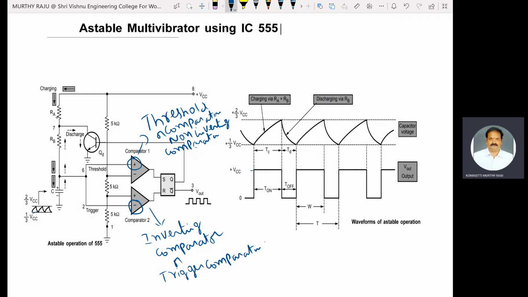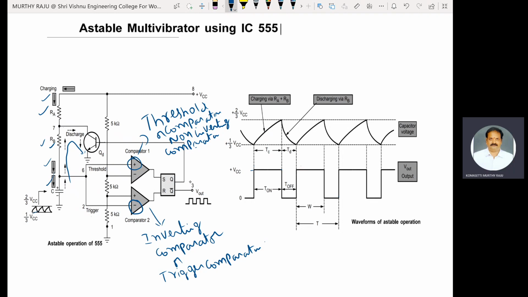The capacitor is charged through resistances RA and RB; these are the solid lines indicated here. The capacitor is discharged through RB. The discharge is shown in this figure as dashed arrows. The capacitor is discharged through this discharge transistor QD.